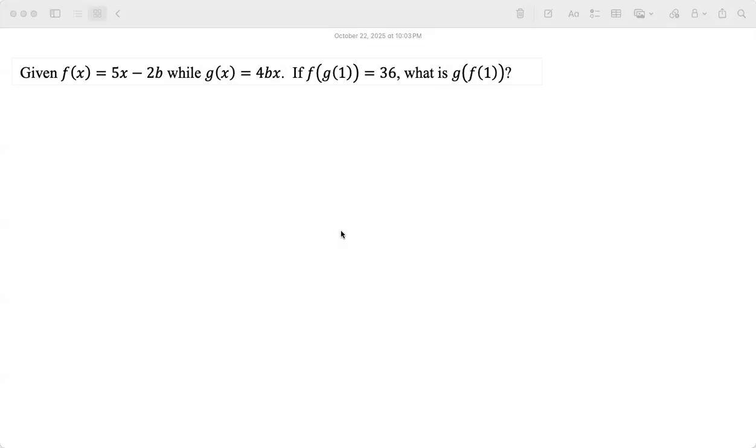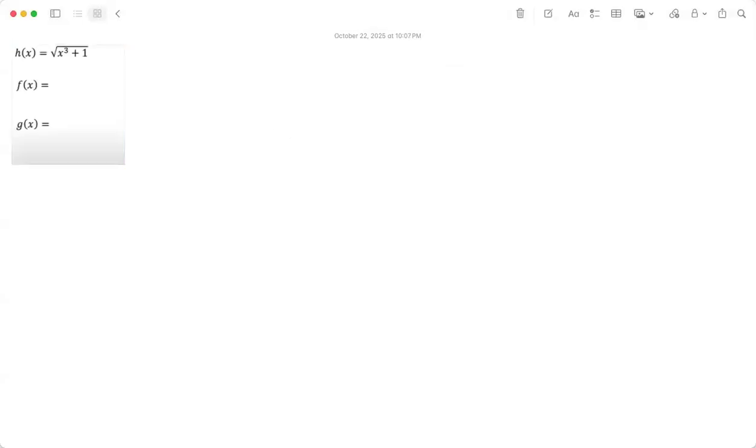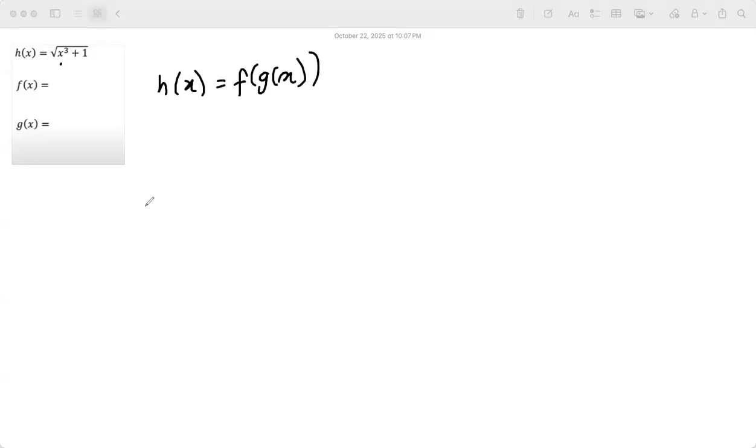Okay, how about this, guys? We need to be able to decompose a given function, meaning we always discuss composition, but how to decompose a function? If you're given h of x, what is h of x is f of g of x. What is f of x and g of x? Who can tell me?